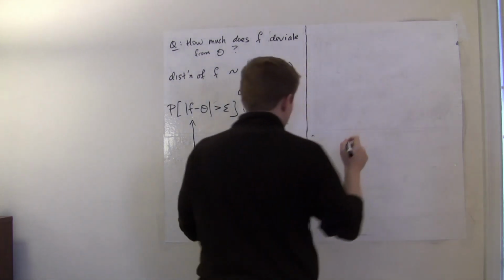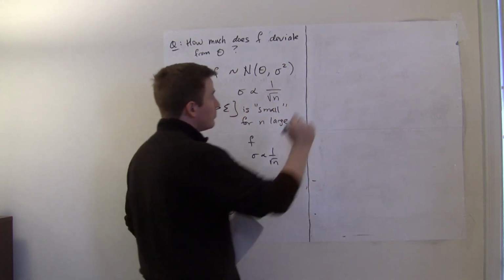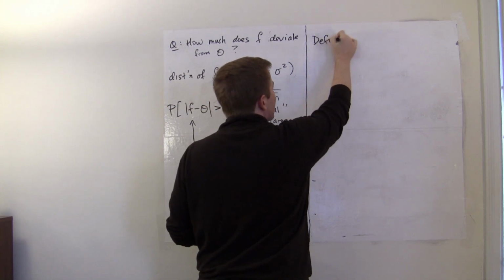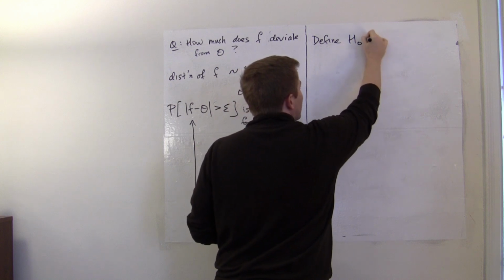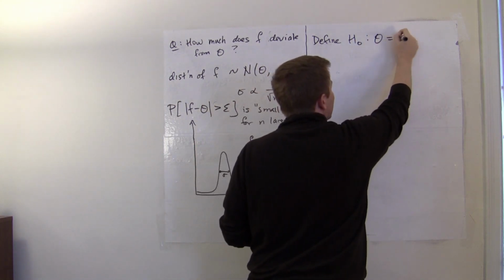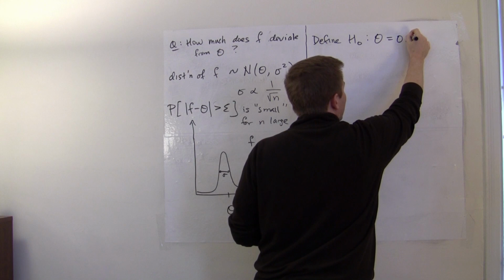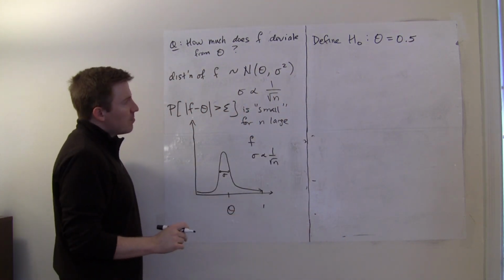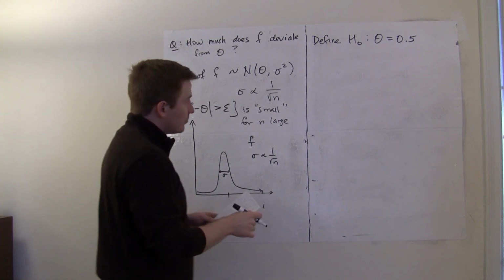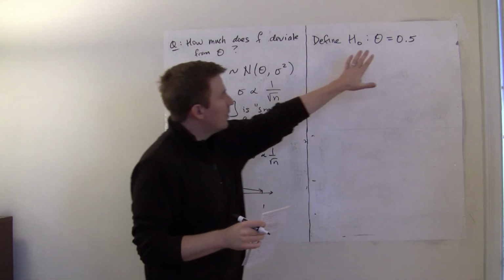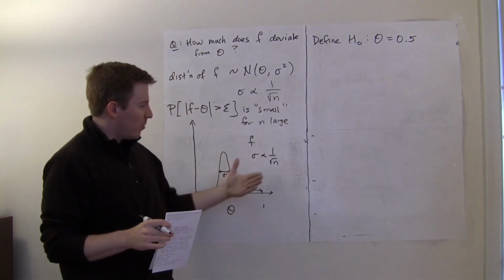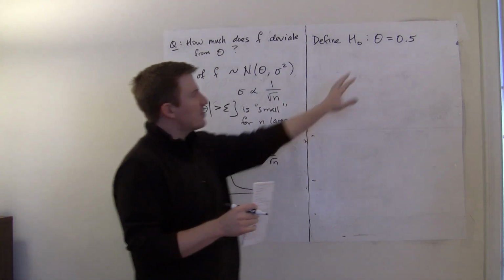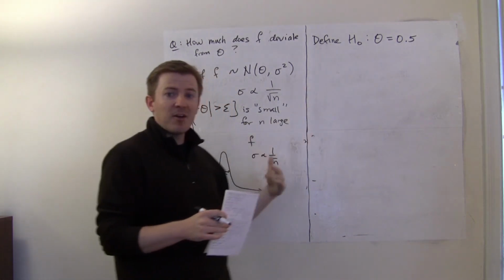What we can do just to clarify that a little bit is to define a hypothesis, let's call it h0, that theta actually has a particular value. Let's just say it's 0.5. Okay, it's the value we're interested in. So then the question is, we know conditional on this hypothesis what the sampling distribution of f is. What we're going to try to do is basically accept or reject this hypothesis based on the value we actually do observe.